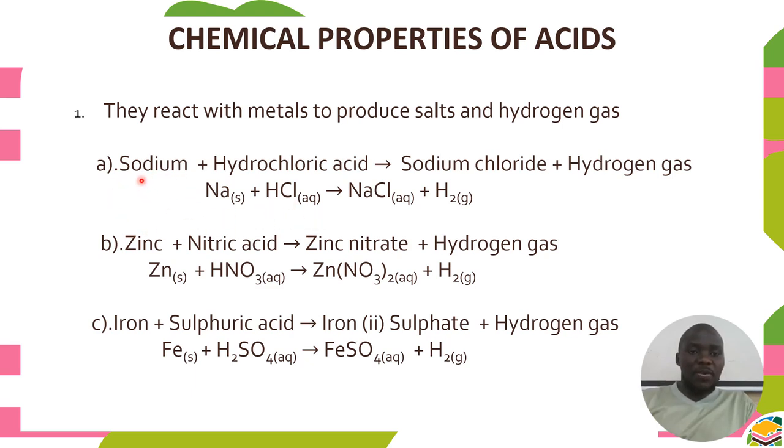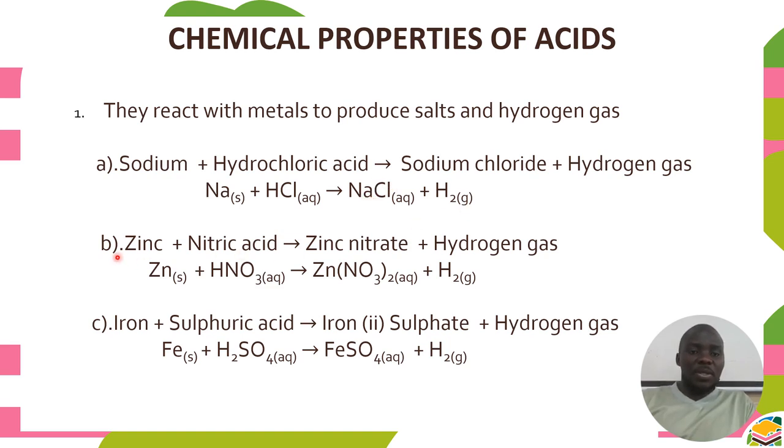For example, we have sodium, which is a metal, reacting with hydrochloric acid to produce sodium chloride and hydrogen gas. So we have the word equation as well as the chemical equation: Na, sodium, plus hydrochloric acid to form sodium chloride, which is a salt, and hydrogen gas.